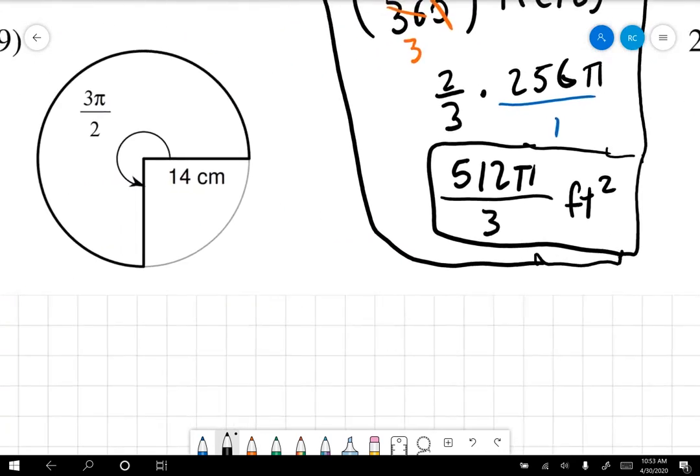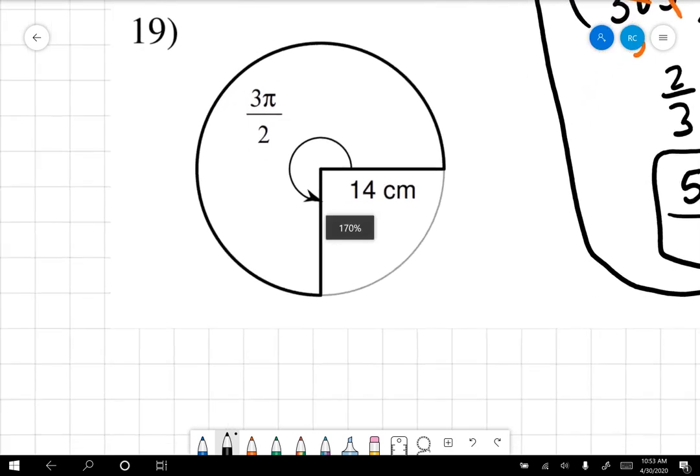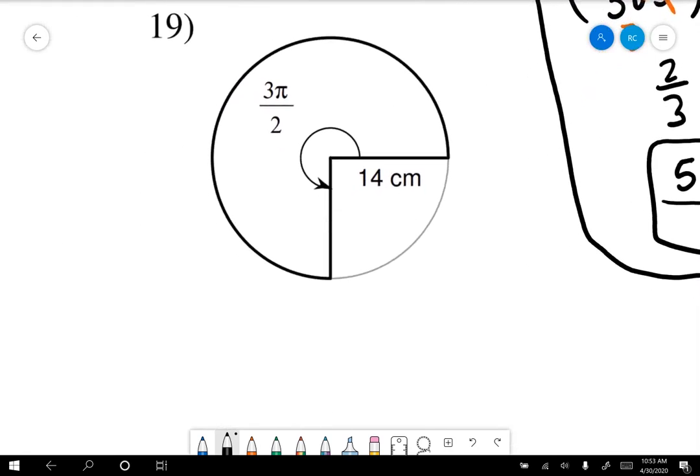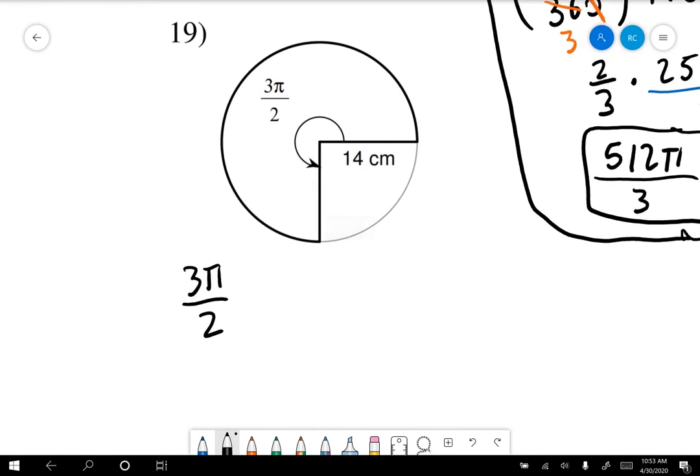Number 19. We get 3 pi over 2. Now, how much is that? How much is 3 pi over 2? Well, it looks pretty clearly to be 3/4 of the circle, but let's actually be sure about that, okay?